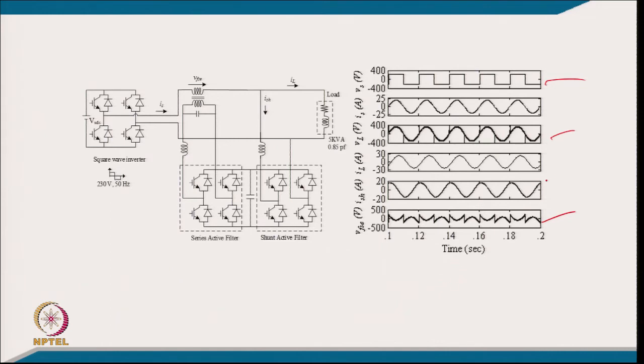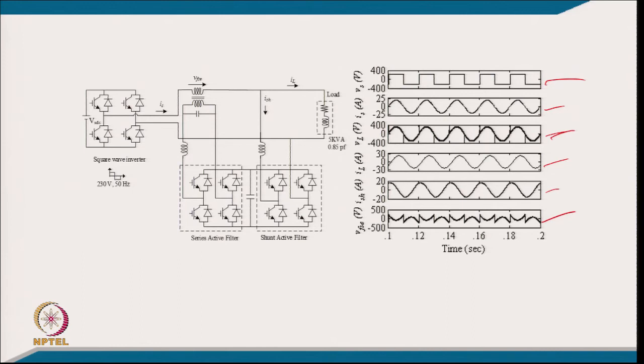This is the shunt filter current, which takes only the reactive power of the load. The load voltage is a sine wave, and the load current here has lagging power factor, which is provided by the shunt filter, and you have a supply current in phase with the supply voltage at unity power factor. So, this universal active filter is able to eliminate the harmonics from the input voltage, so that load voltage is sinusoidal.